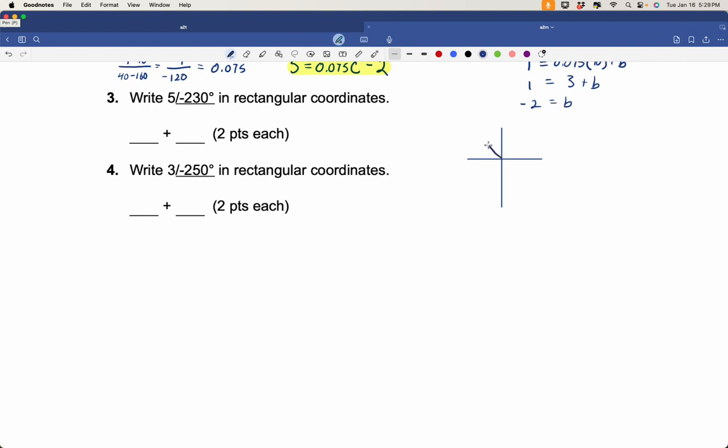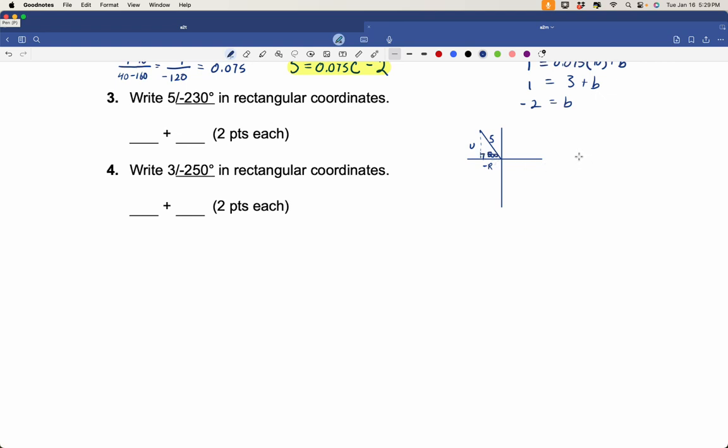So that means that this angle here is going to be 50 degrees right there. And I'm going to be in the negative R, positive U position with my negative 230, and my hypotenuse has a length of 5 or a magnitude of 5. All right, so there is where I'm at.